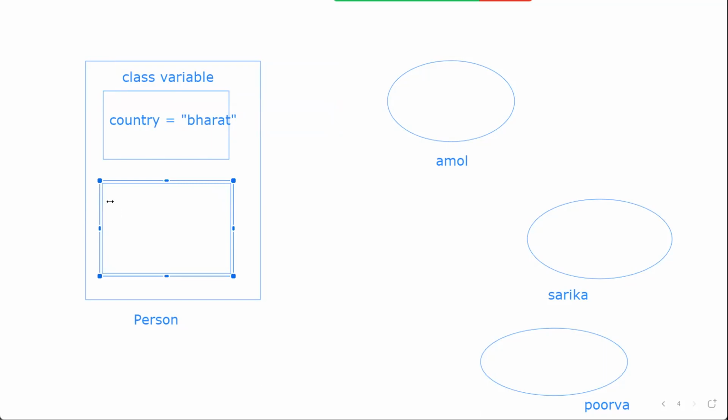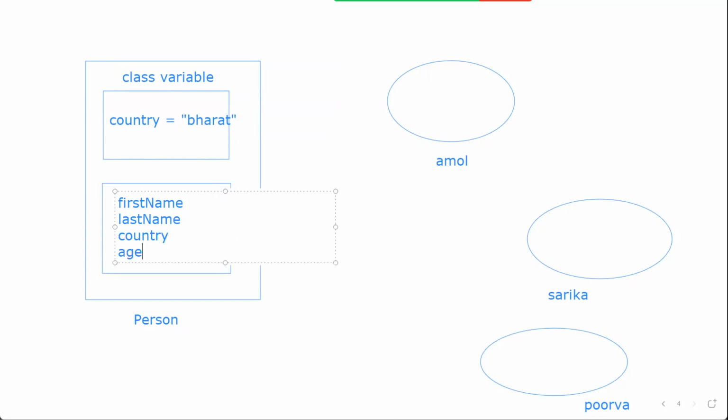So let's say we can have here first_name, last_name, country, and age. And then you can also obviously have methods here. So let's say we'll create one more box for the method, which is display name. You already have that one. So there is a method called display name.